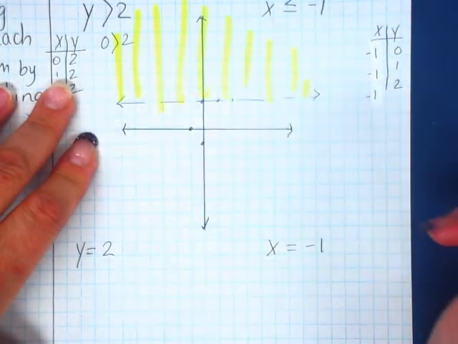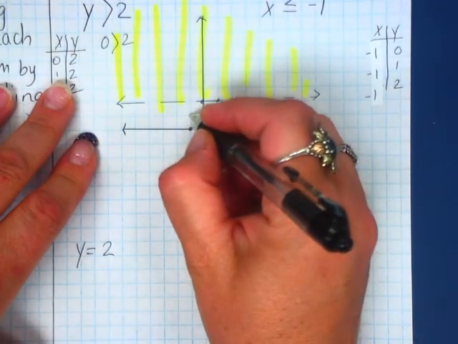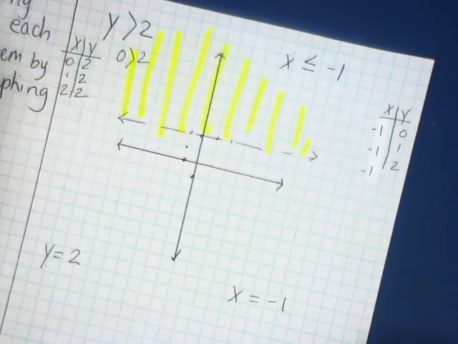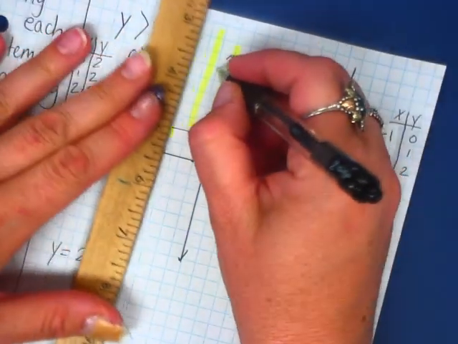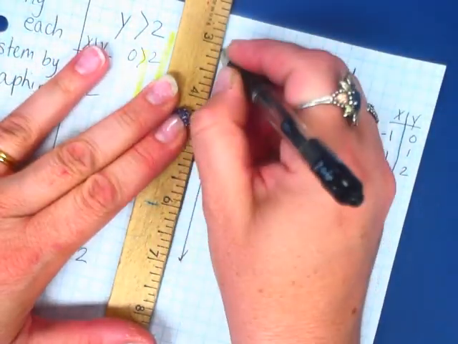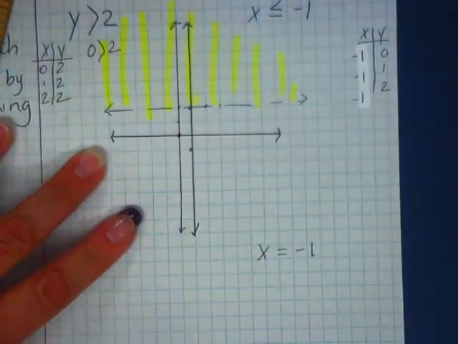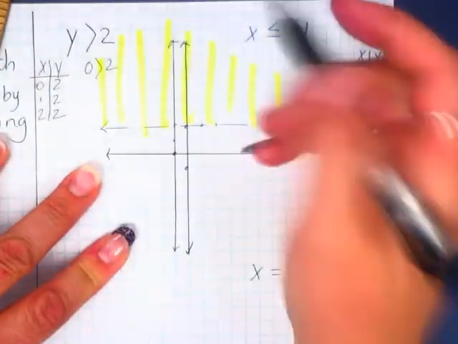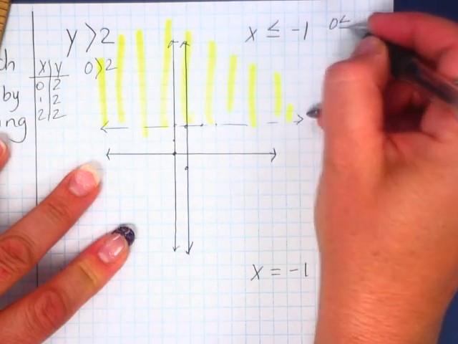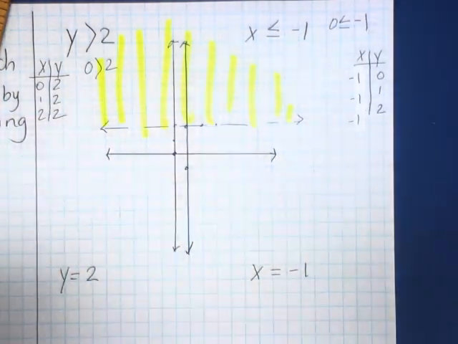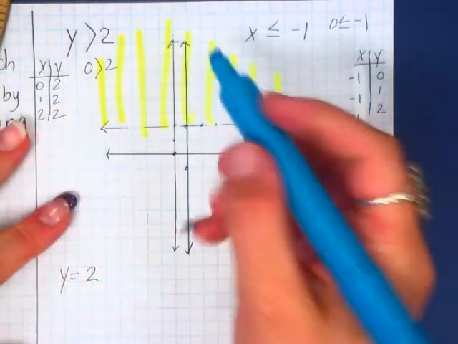Negative 1, 0, negative 1, 1, and negative 1, 2. There is an equal sign, so I know that it's going to be a solid line. 0, 0 is not on that point, so I'm going to plug that in. Well, if x is 0, I get 0 is less than or equal to negative 1, and it's not. So that means on the side where the 0 is, it does not work.